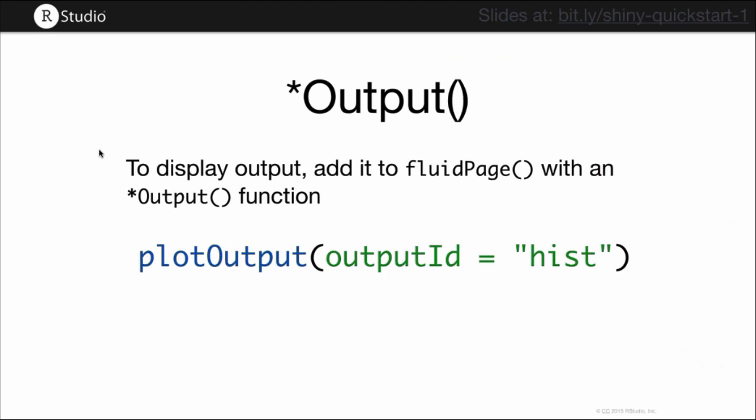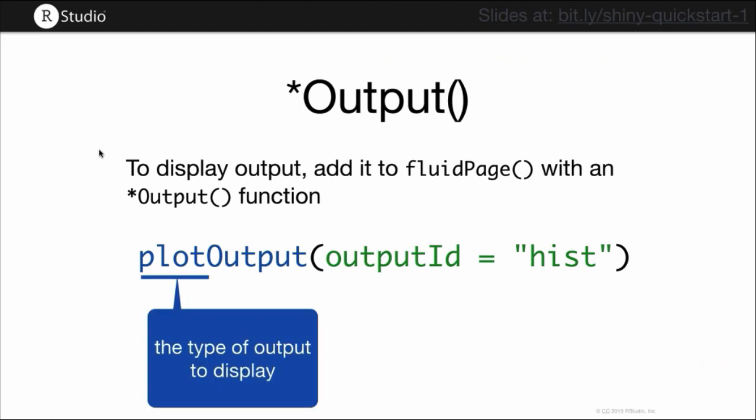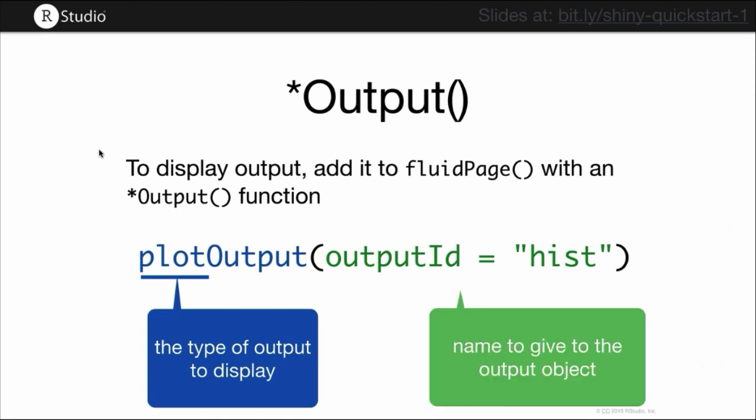The syntax for the output functions is somewhat similar to input functions. First, you'll notice that at the beginning of the function name for output is the type of output you actually want to place into your app. And then each output function takes one required argument called outputId. And just like with the input functions, this is a name to use for the output. You could pass any name you want here, but again, I would recommend that each output object has its own unique name to avoid errors.